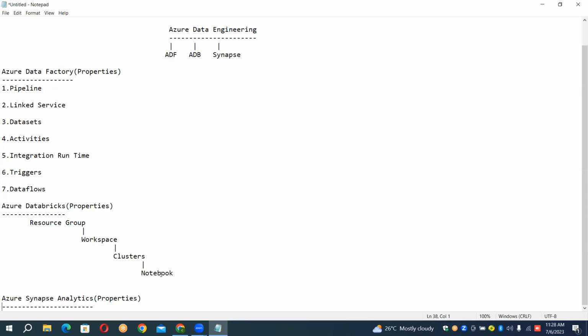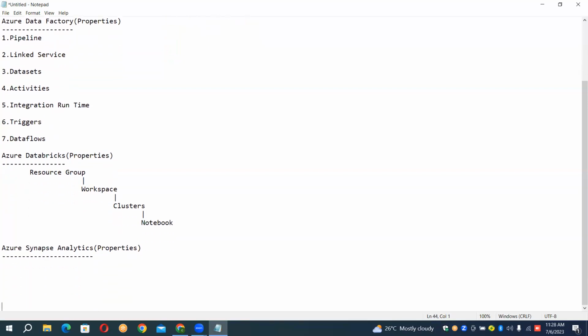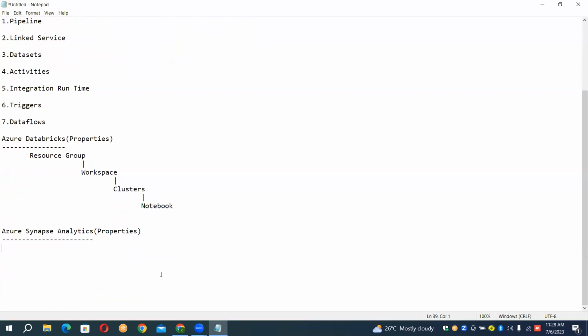And now, guys, the next one is Azure Synapse Analytics. Basically, Azure Synapse Analytics is a combination of several things. Anyway, we will discuss that when we get into the subject.